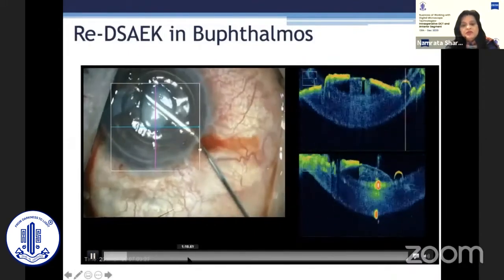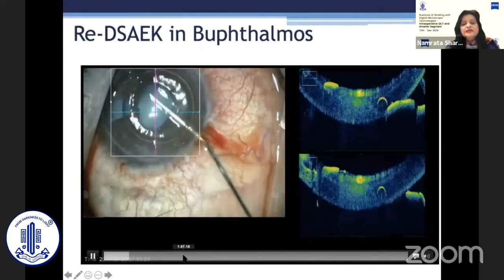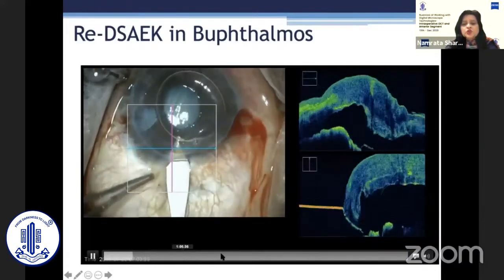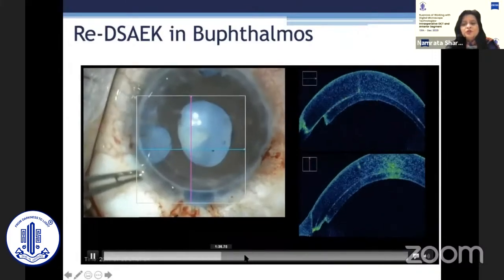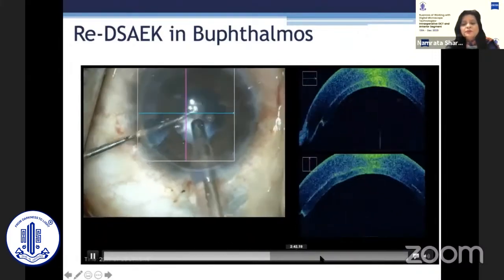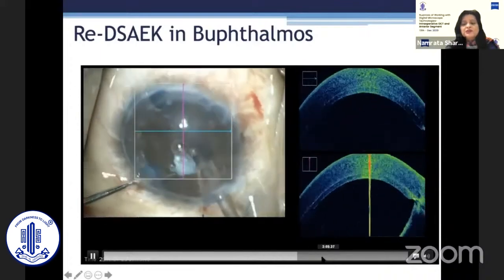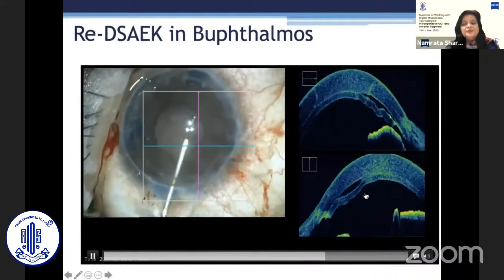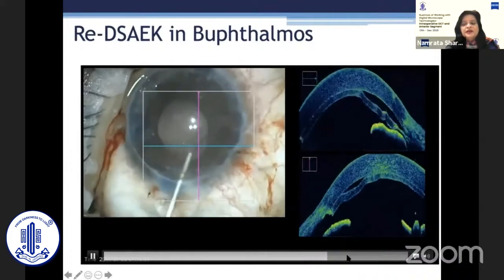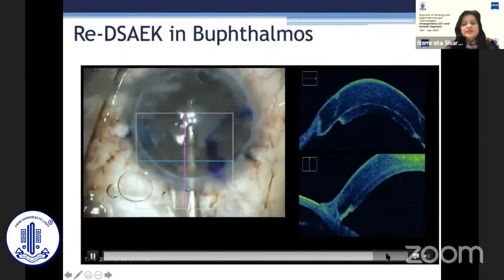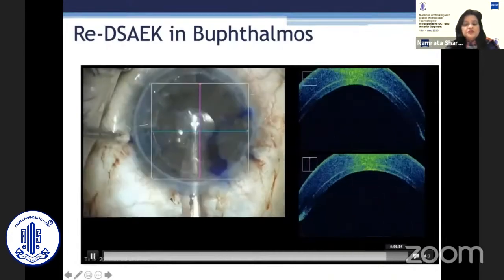Now this is a case of post PK DSEK cataract. So this is just to show that you would think that the graft doesn't move, but when you do a cataract surgery, you can actually see live what happens to the graft. So up till now, the graft has not moved at all, but now towards the end, there is a gap present. So if this occurs, then one can put an air bubble and get it to attach at the end of the procedure.